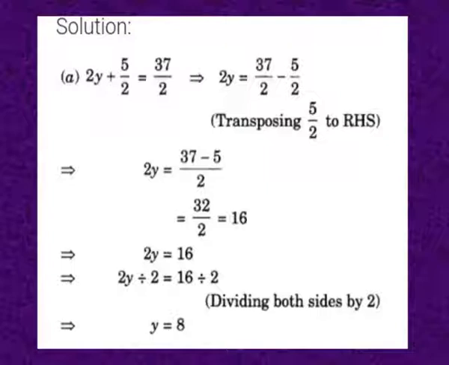Now the equation becomes 2y is equal to 16. Now we have to separate the variable and constant, so we are dividing both sides by 2. So that it becomes 2y divided by 2 is equal to 16 by 2. In LHS, 2 and 2 will get cancelled and it becomes y. Our RHS is 16 by 2, that is 8. Therefore, our solution is y is equal to 8.